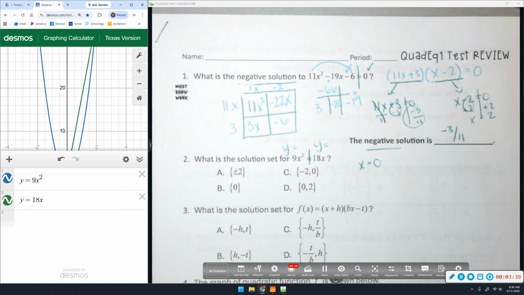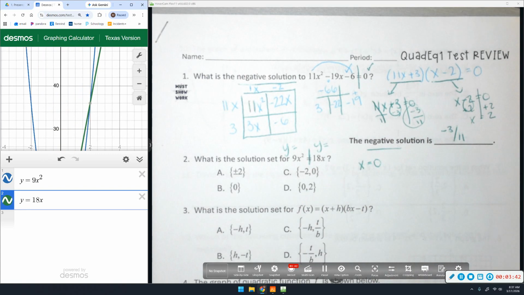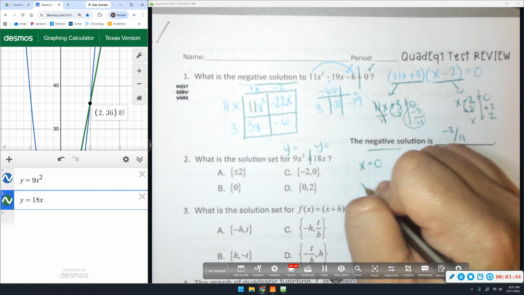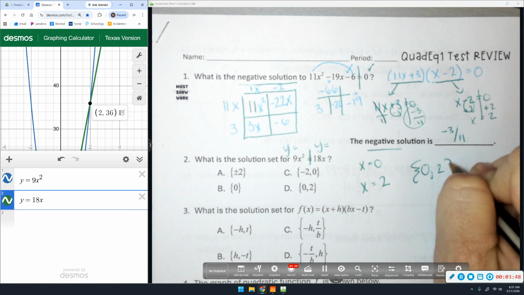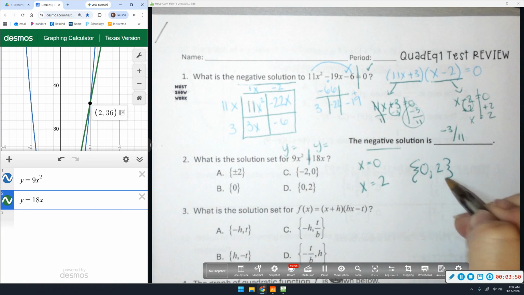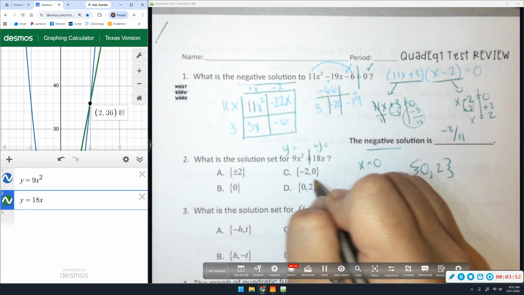And then I see it's on a vertical line, so they're going to touch again, and they touch again at 2. So x equals 2. So my solutions are 0 and 2. Remember, these braces are a list of answers, so my answer is D.